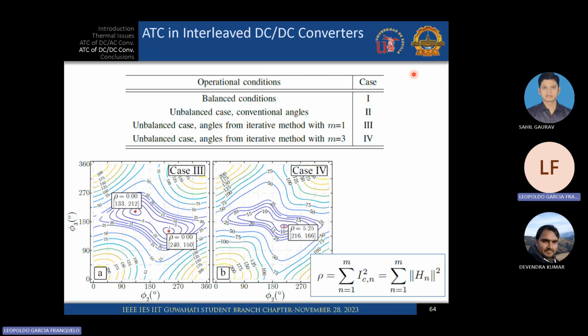Okay. We have several cases to show, in this case 4. The first one is the balanced condition. The second is the unbalanced case with conventional angles. The third one is the same as the previous, but using the iterative method to calculate the angles, trying to minimize group M equal 1 or group M equal 3. In this case, for M equal 1, we find 2 points where there is no harmonic in group 1. We take 2 solutions.